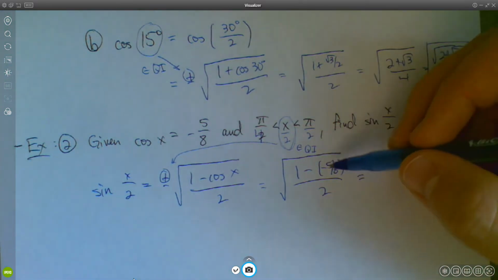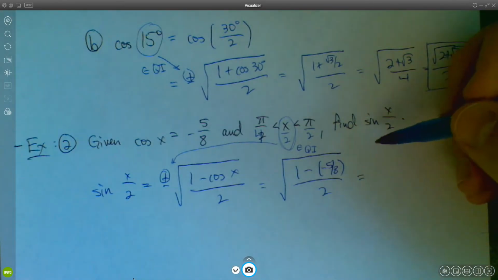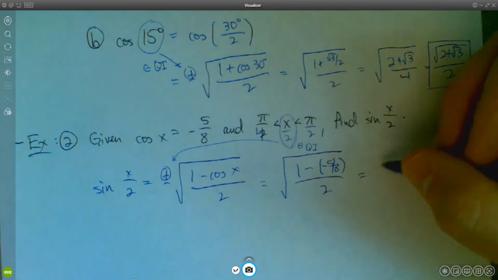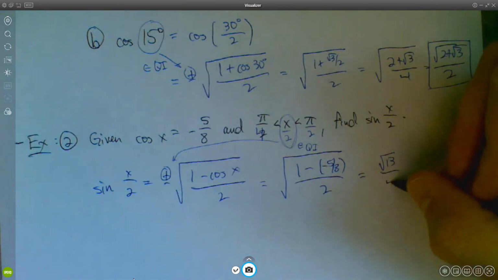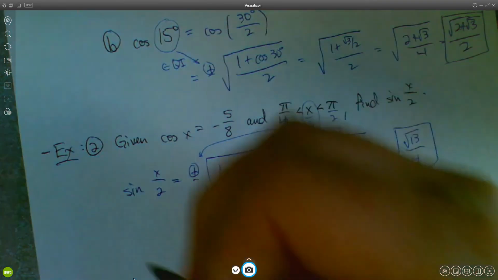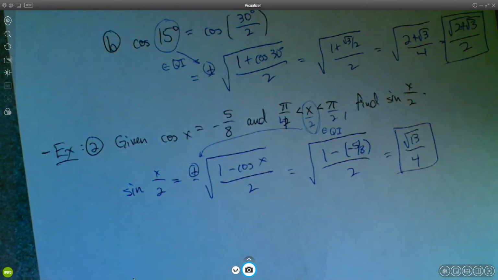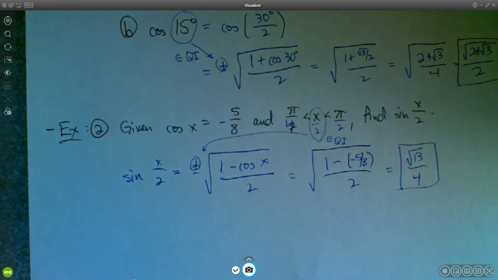So we're going to have 8 plus 5 is 13. This is 13/8. 13/8 divided by 2 is going to be 13/16. Square root of 16 is 4, so I think we get square root of 13 over 4 at the end of the day. You're welcome to check my math there. In fact, please do. But I think that's the answer you should get. The main point, though, is using this formula. Let's look at another one.